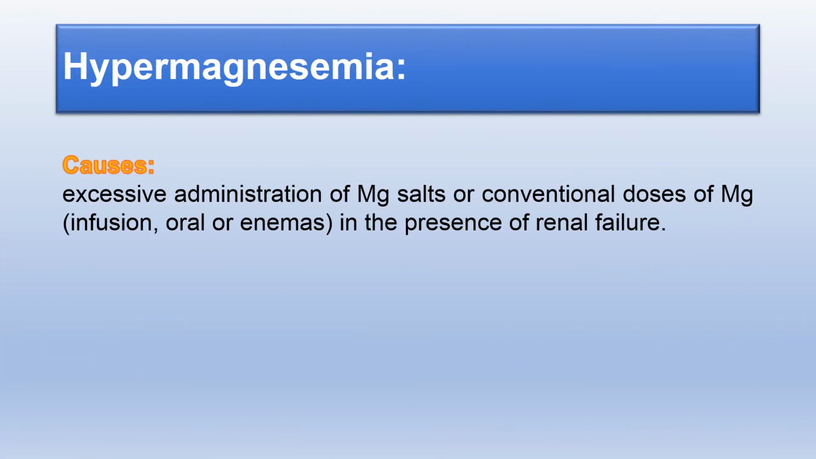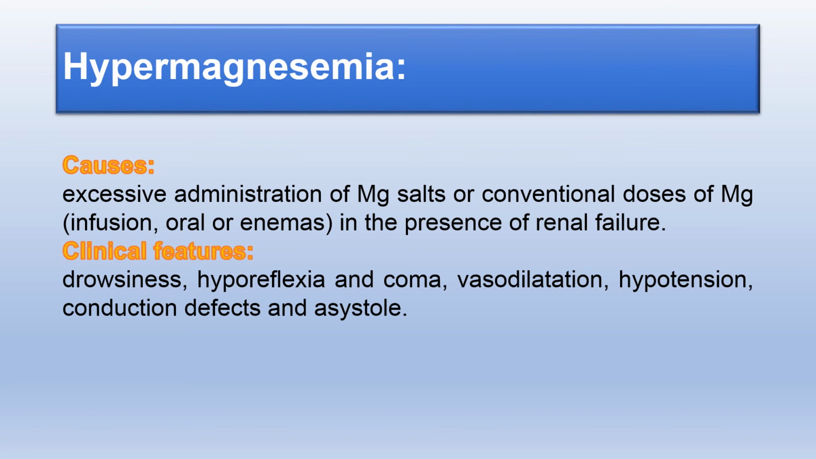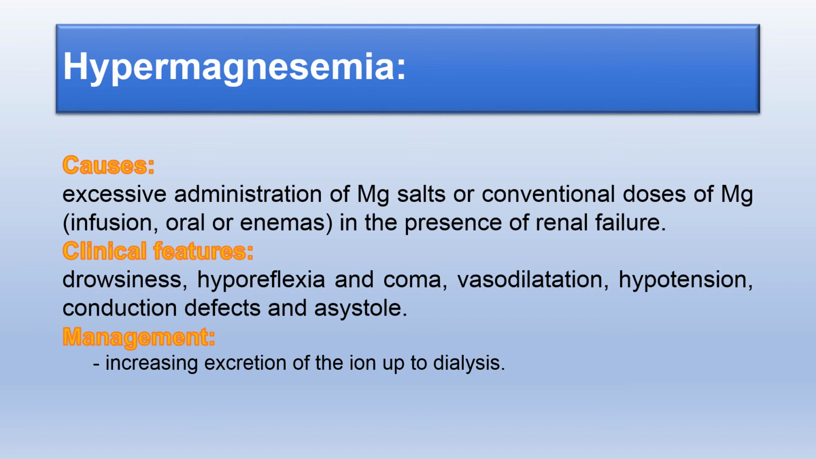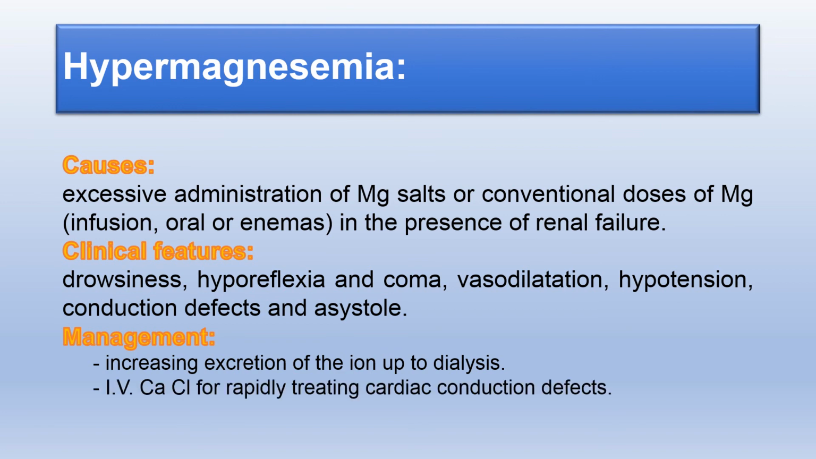Hypermagnesemia causes: excessive administration of magnesium salt, or conventional dose of magnesium in the presence of renal failure. Clinical features: drowsiness, hyporeflexia and coma, vasodilatation and hypotension, conduction defects, and asystole. Management: increase excretion, up to daily dialysis. IV calcium chloride for treating cardiac conduction defect.